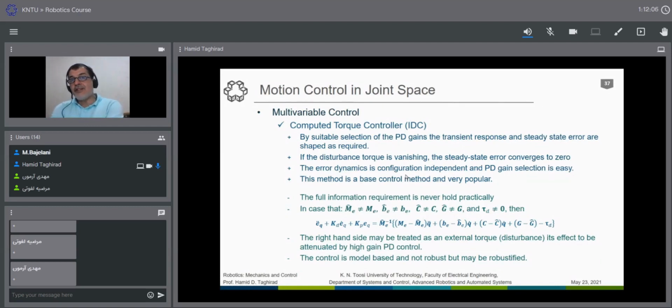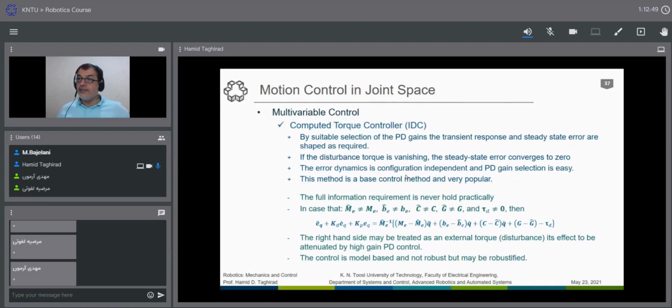But still, we have some problems. Of course, the full information required is never wholly practical. It is not true that we have M equal to M hat, G equal to G hat everywhere. Of course, we can assume that, but this assumption is not always true. So suppose that these are not equal to each other. This gives us an opportunity to work a bit more on some non-model based or robust approaches that come in the next two sessions that we have.